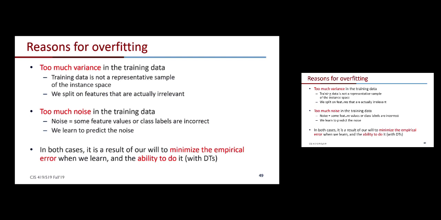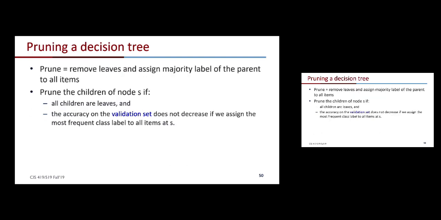But in both cases, the result is that if we want to minimize the empirical error, the error on the training data, and we can, because decision trees are very expressive, it's going to impact us in a bad way when we go to the test data. So what can we do?